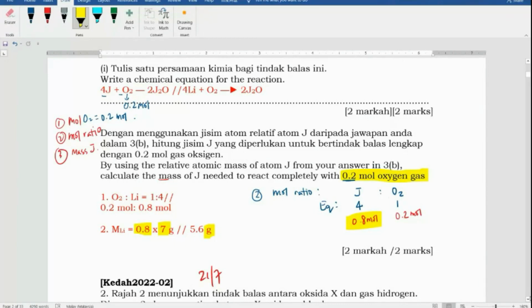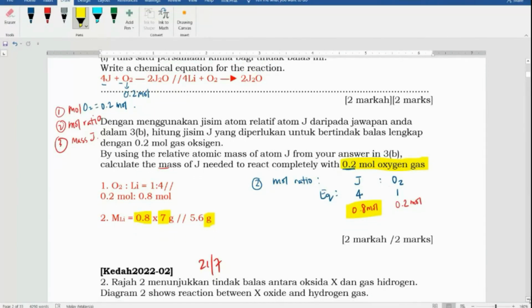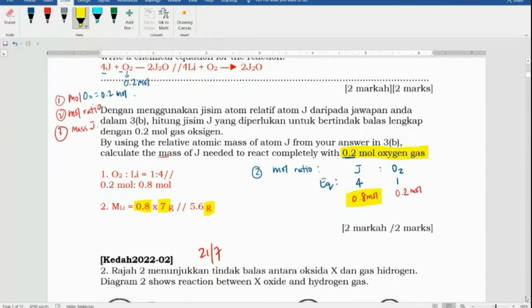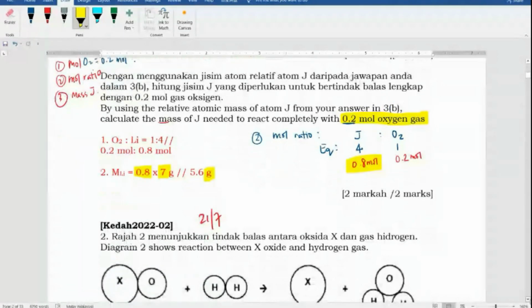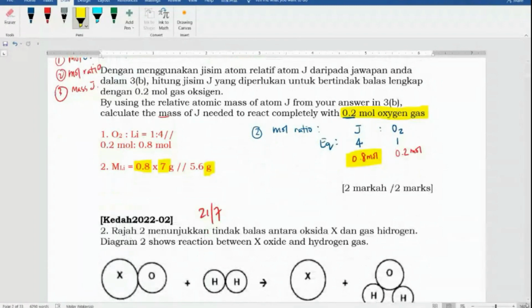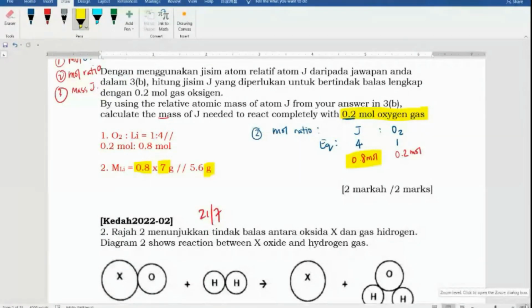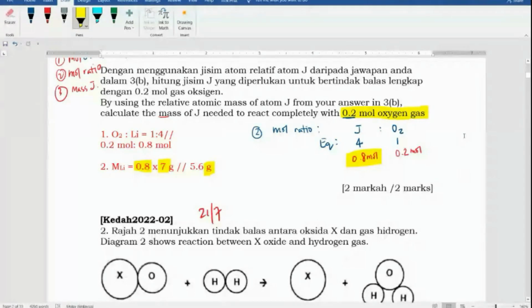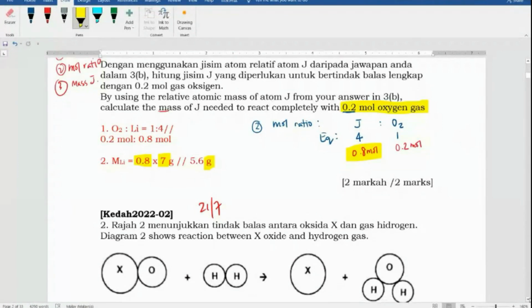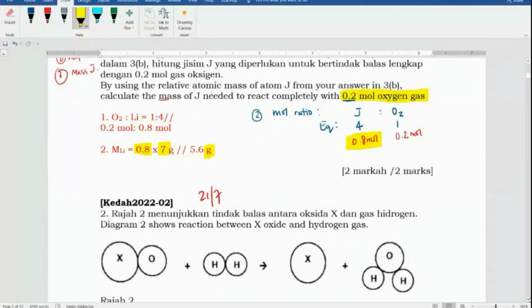Now, next question. Question number 2, for tonight. Now I will ask one student to read. Okay, Trinity, can you read this question? Diagram 2 shows reaction between X oxide and hydrogen gas.